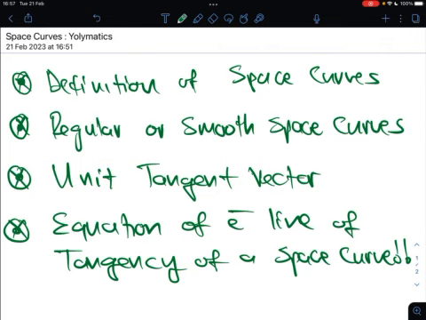So yeah, these are the few things that we want to look at in today's lesson, and also the type of problems that one will come across and see how we get to solve such problems. Okay, so to begin, let's look at the definition of a space curve. So what exactly is a space curve?